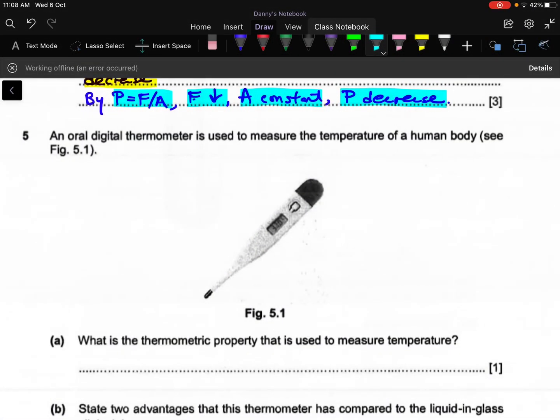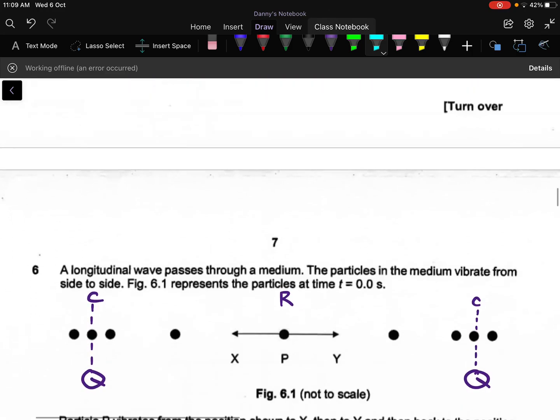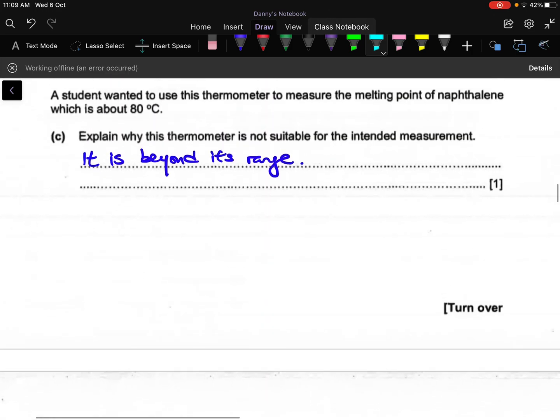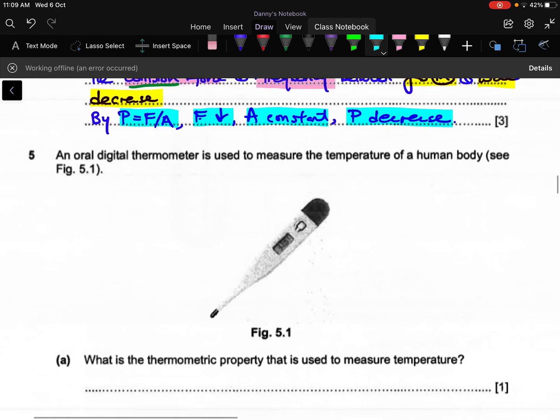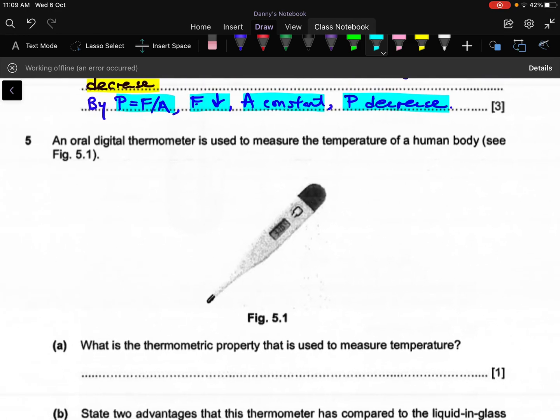So this is the PHS Poly Pure Science paper. I'll be going through question 5 and question 6 over here. So question 5 is your standard temperature thermometer kind of questions. Down here you can see that although it is not printed very clearly, it is digital.